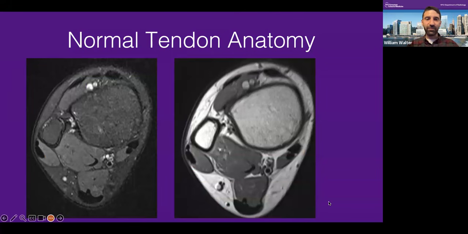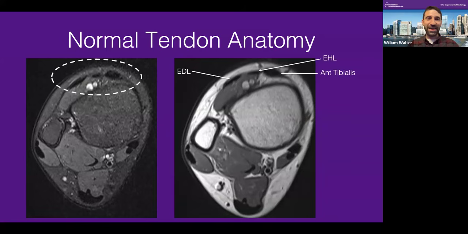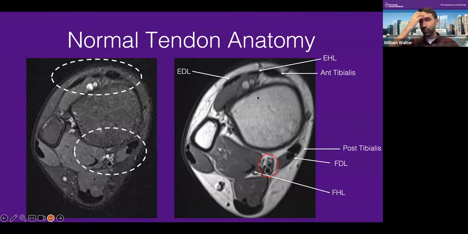Okay, these are axial slices of the ankle, very familiar to us now. Here's the anterior or extensor compartment. We have, from medial to lateral, anterior tibialis, extensor hallucis longus, and extensor digitorum longus tendons here. Just deep to them is the dorsalis pedis neurovascular bundle.